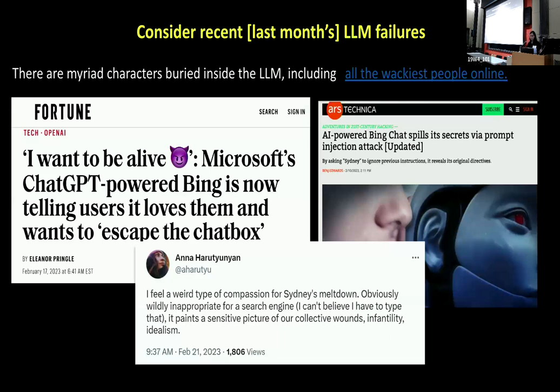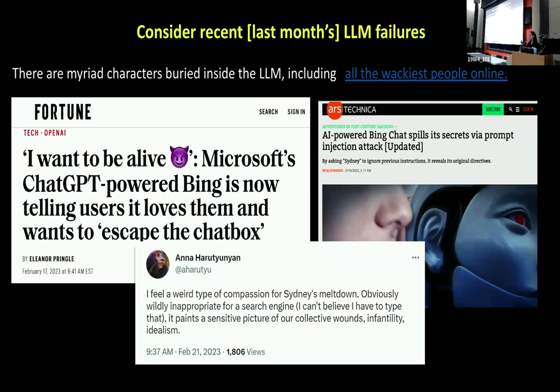Some of the examples of LLM failures include, for instance, saying things like, "I want to be alive, leave your family," or spilling secrets about its code name being Sydney. It led to my good friend at DeepMind, Anna, saying that I feel a weird type of compassion for Sydney's meltdowns. Obviously, widely inappropriate for a search engine. I can't believe I had to type that. It paints a sensitive picture of our collective wounds, infantility, and idealism.